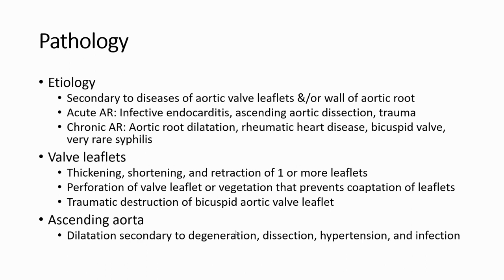The etiology is secondary to disease of the aortic valve leaflets and/or the wall of the aortic root. Acute aortic regurgitation is most commonly caused by infective endocarditis, ascending aortic dissection, and trauma. Chronic aortic regurgitation is caused by aortic root dilatation, rheumatic heart disease, bicuspid valve, syphilis, valve leaflet thickening, shortening, retraction of one or more leaflets, perforation of valve leaflets, or regurgitation that prevents coaptation of leaflets, and traumatic destruction of a bicuspid aortic valve leaflet. The ascending aorta can be dilated secondary to degeneration, dissection, hypertension, and infection.